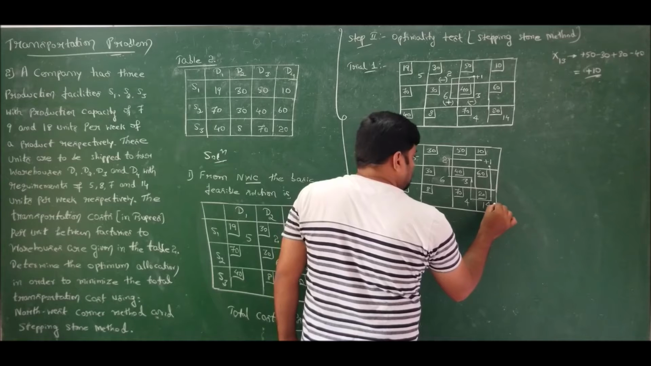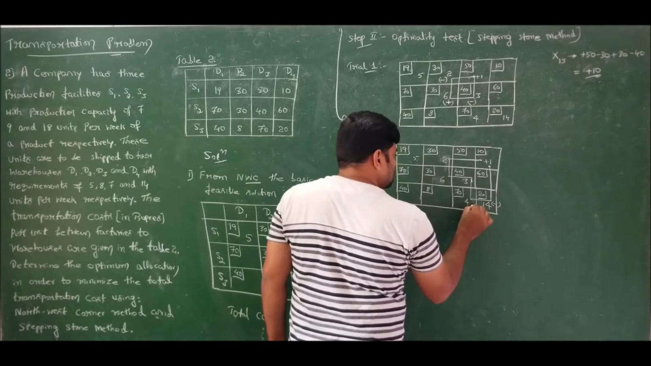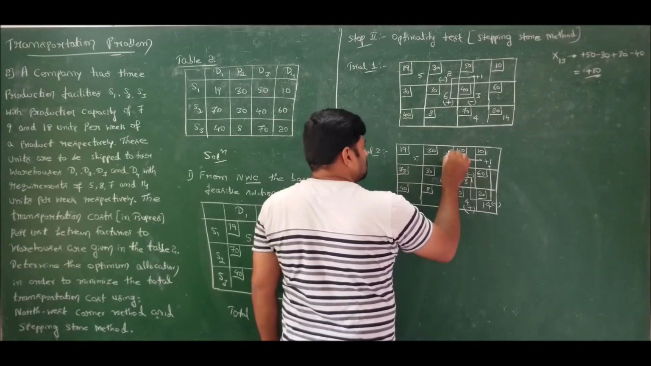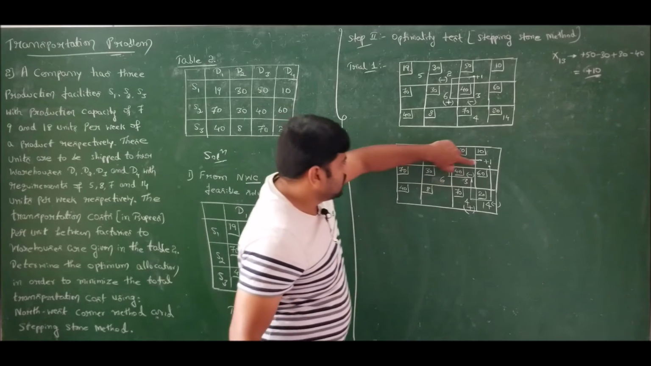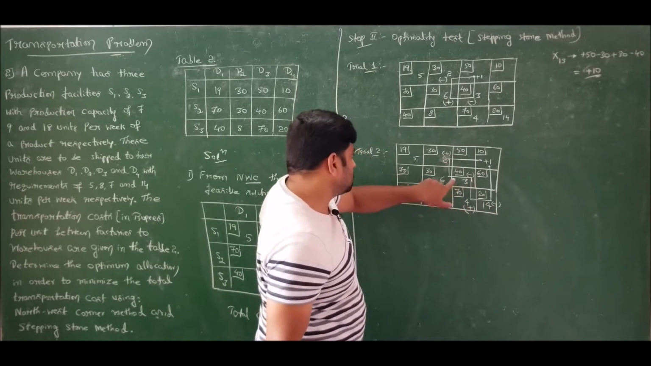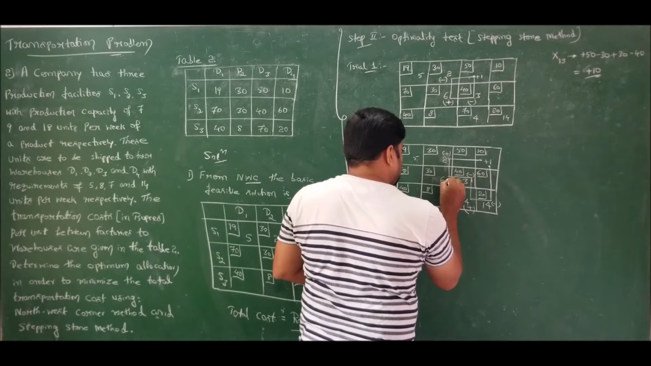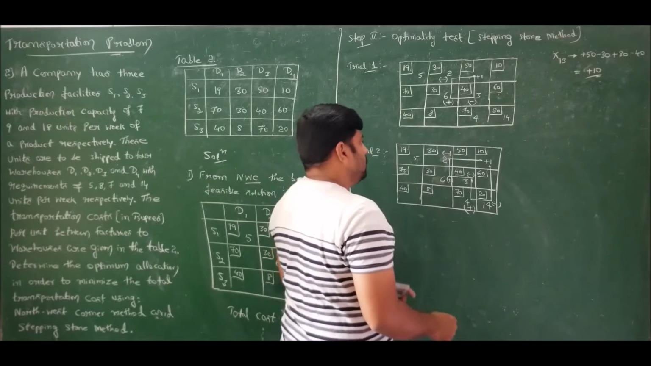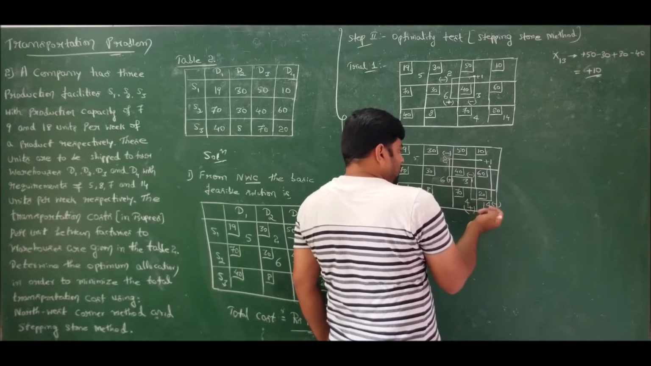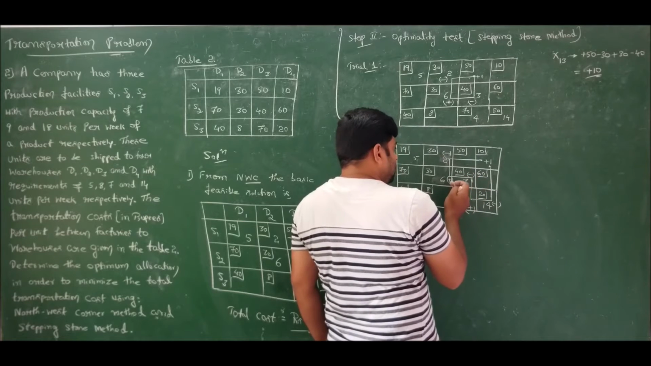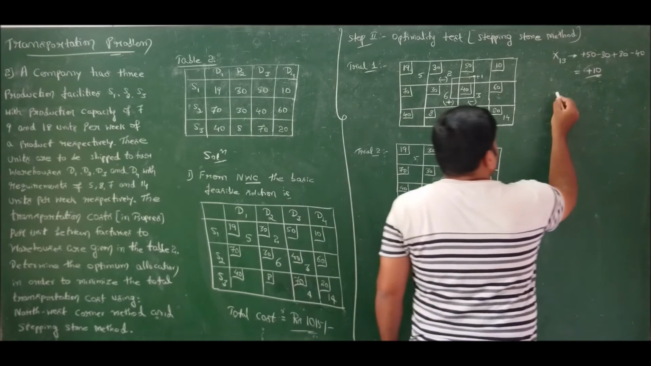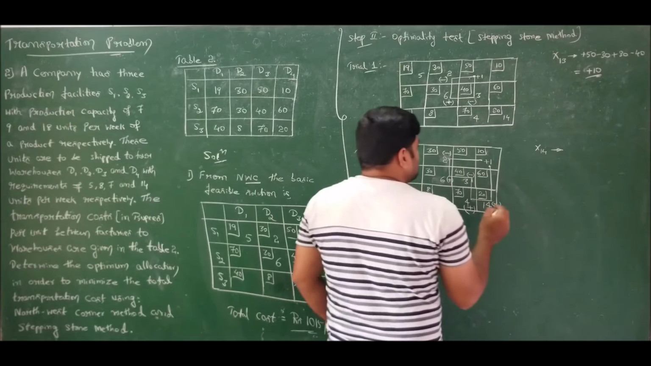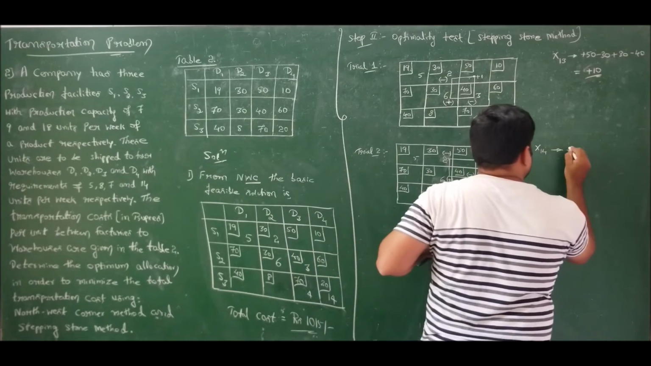So here +1, alternately I should give plus and minus. Here is minus, here again plus, here is minus, here again plus. So +1, minus, plus, minus, plus, sorry, plus should come here, right? Plus and then minus. So now we calculate. We have +30, -20, +70, -40, +30 and -30. So if I go for allocating x14, so the net increase or decrease in cost will become +10.